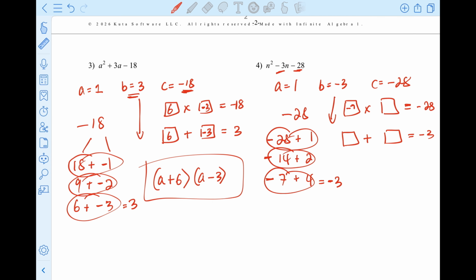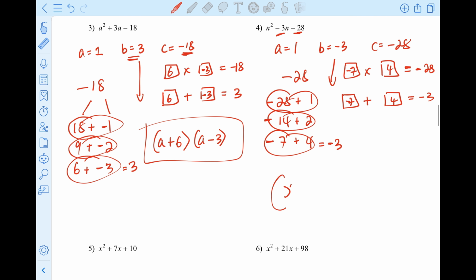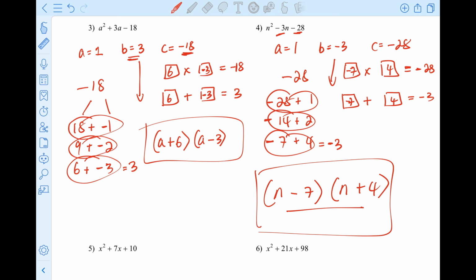So negative 7 multiplied by 4 is negative 28, and negative 7 plus 4 is negative 3. So my factors are x, not x, I'm conditioned to use an x. It's going to be n minus 7 because it's negative 7, and n plus 4. And that's my answer. Okay?